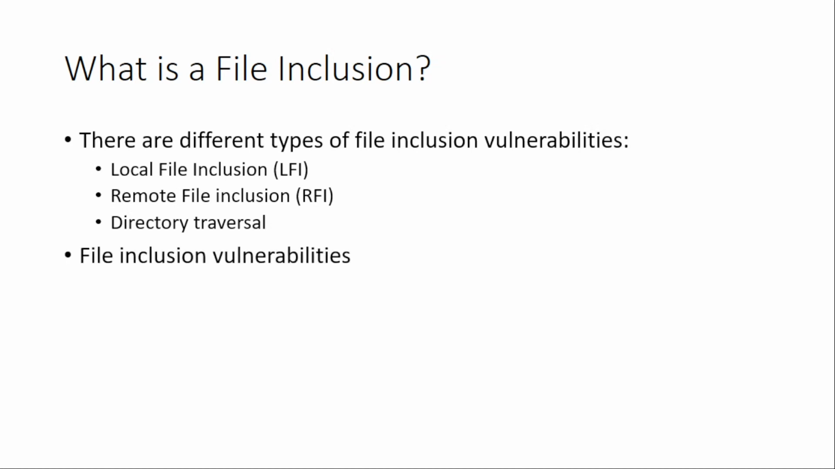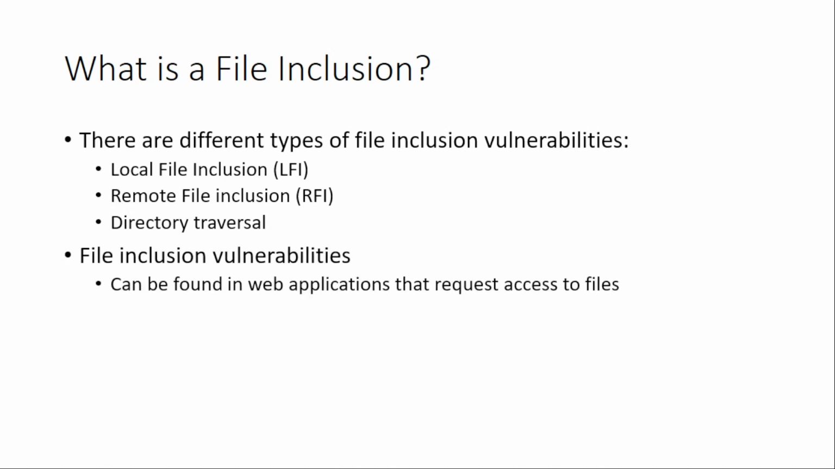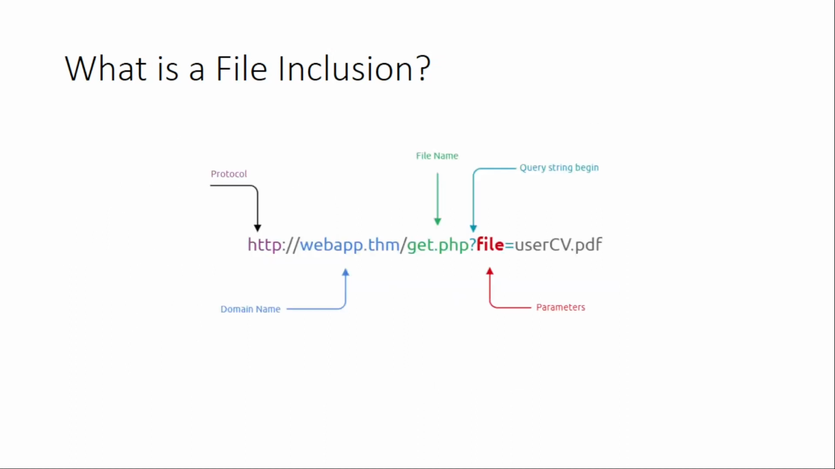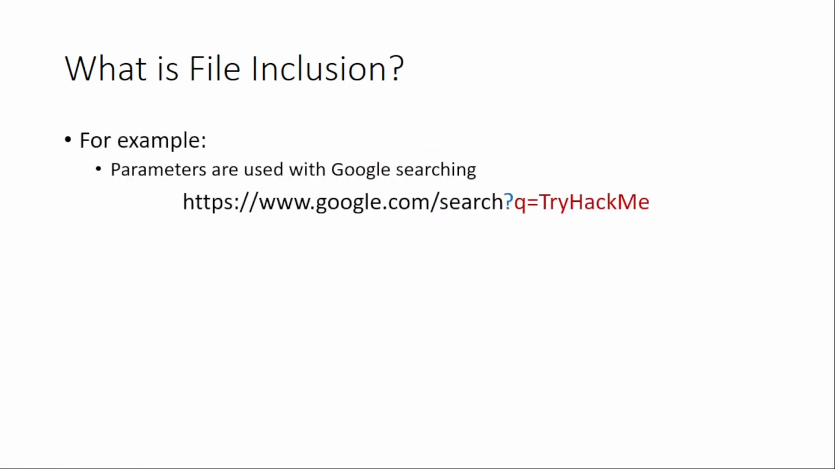File inclusion vulnerabilities can be found in web applications that request access to files. Those files could be images, static text, and so on. Those files are requested through parameters in query strings attached to the URL. For example, here you have a parameter, which is file, and then its value. Parameters are also used with Google searching, like here where q is the parameter.